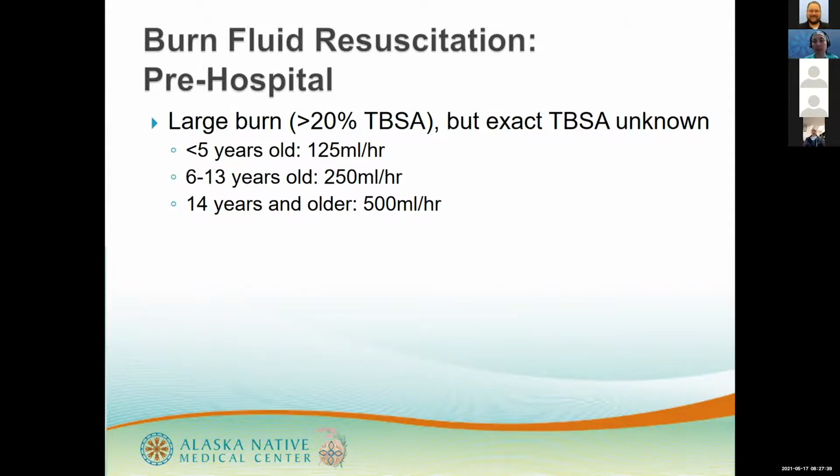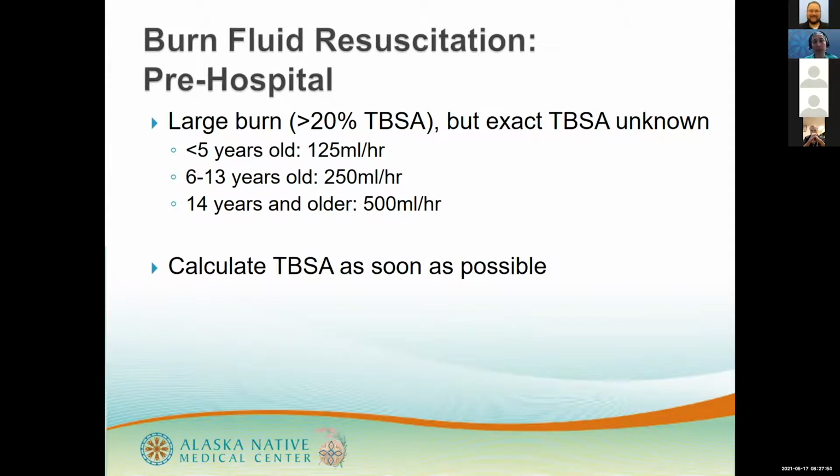So if you're advising someone in a village clinic or in a pre-hospital setting, this is what we want: we just want a rate started, and we don't want boluses, we just want an initial rate started. Then we're going to calculate TBSA as soon as possible. In Alaska, sometimes this happens here at ANMC, sometimes it happens at an outside facility. Because of our long transport times, it may happen at different points of care.